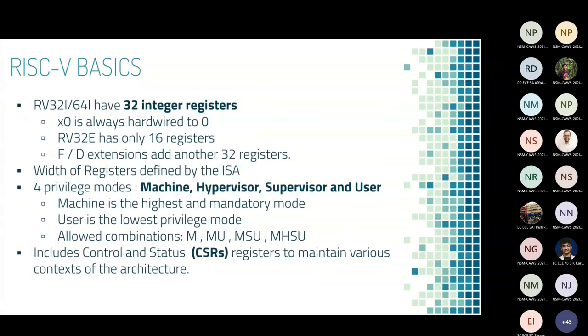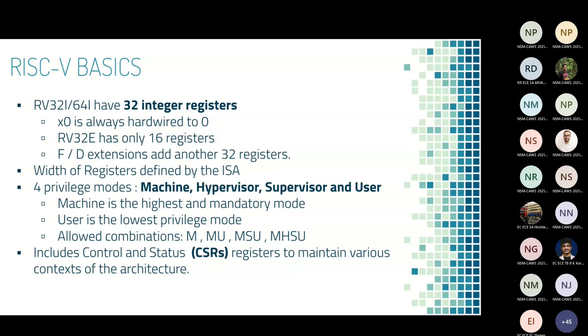Couple of more basics. In the RISC-V ISA, or any processor that implements the RISC-V instruction set, it is supposed to have at least 32 integer registers, right? X0 is always hardwired to 0. RV32E, as I mentioned, has only 16 registers. Instead of 32, it has access only to the upper 16 registers, X0 to X15. Whereas the RV32I or RV64I, they all have access to the entire 32 register set.